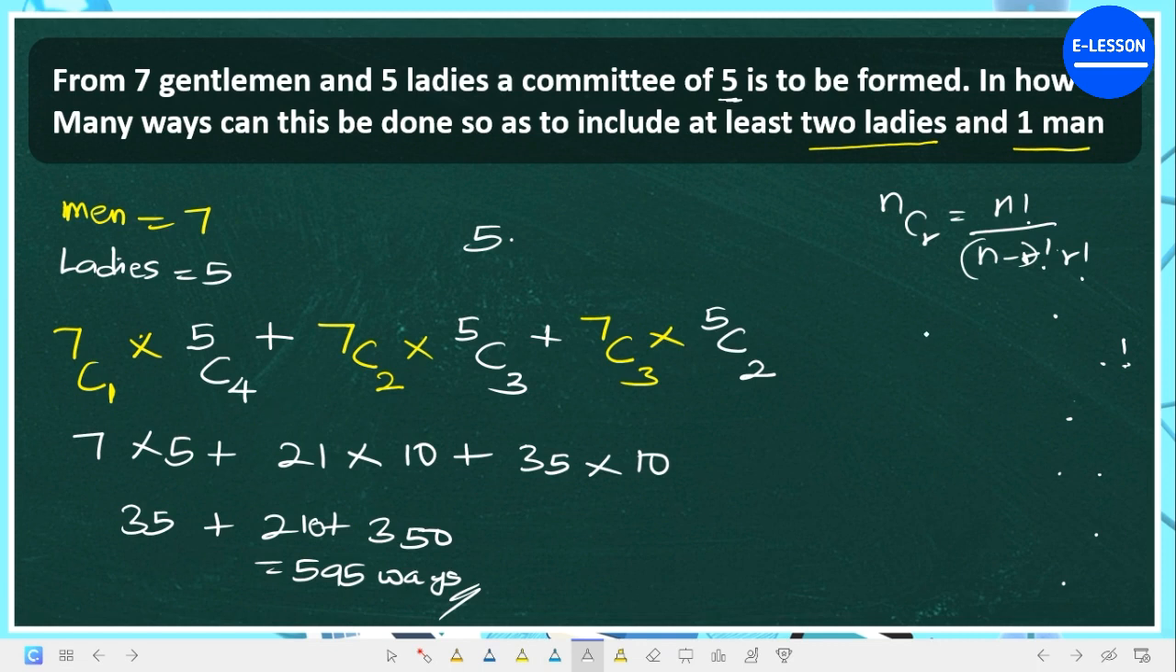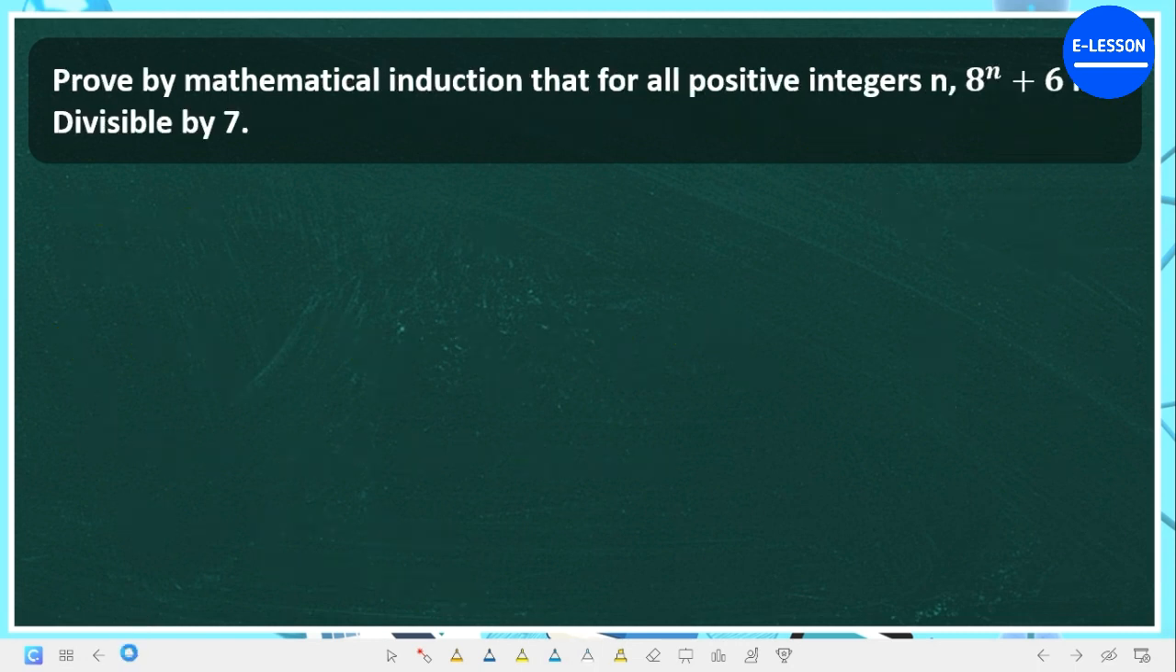Now, like I told you earlier, and means multiplication, and or means addition. What we did here is either you choose 1 man and 4 girls, that was why we multiplied here, or we now add 2 men, 3 girls. Are you getting it now? So that is the solution to that question. Let's look at the next.